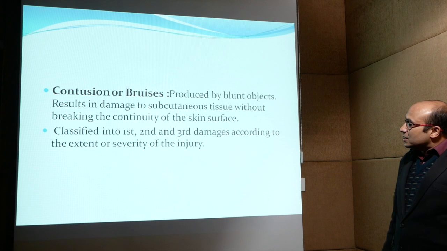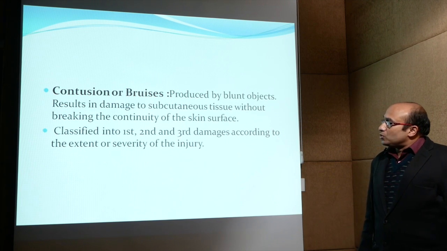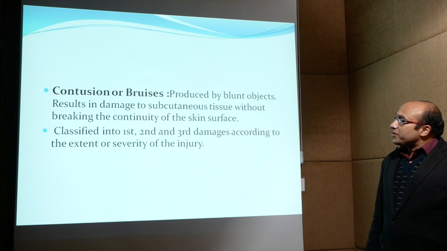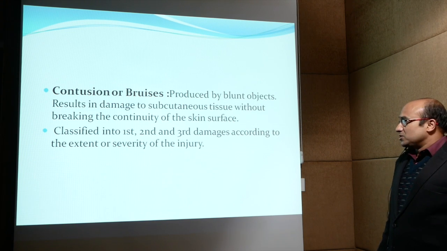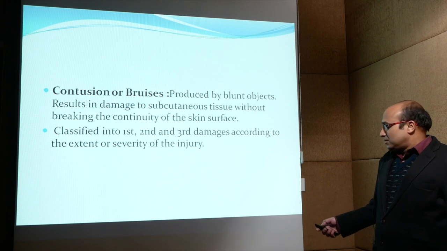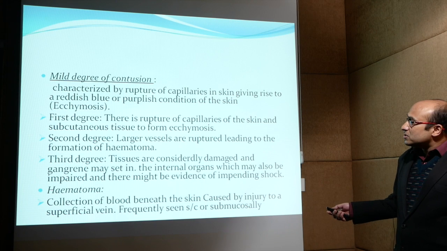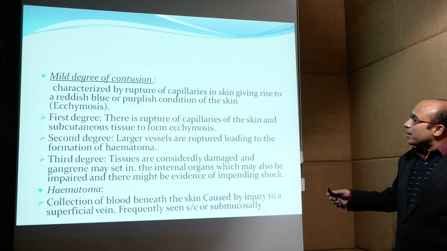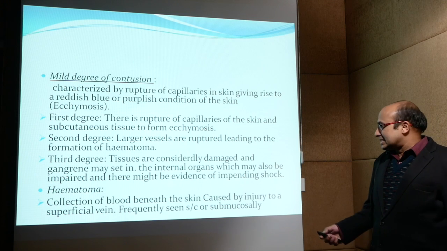Contusion or bruises. These wounds are produced by blunt objects when damage to the subcutaneous tissue occurs without breaking the continuity of the skin surface. These may be classified on the degree of damage into first, second and third types, where it can be a mild degree of contusion, or according to the rupture of capillaries and ecchymosis, and then presence of hematoma as the severity increases.